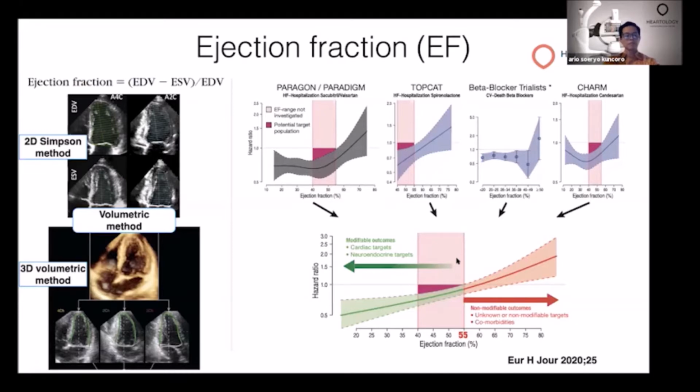But from echo's point of view, ejection fraction measurement is definitely not perfect. So currently major guidelines recommend the use of volumetric assessment using 3D to replace 2D assessment of ejection fraction. But of course it depends on the facility. If it's available, then the volumetric method using 3D is actually advisable or recommended.